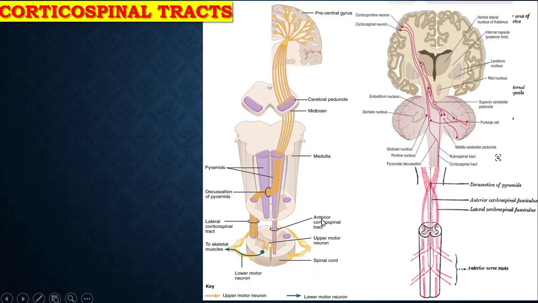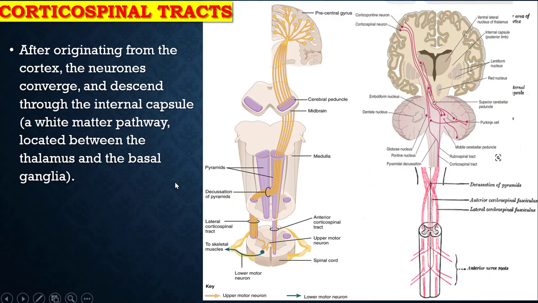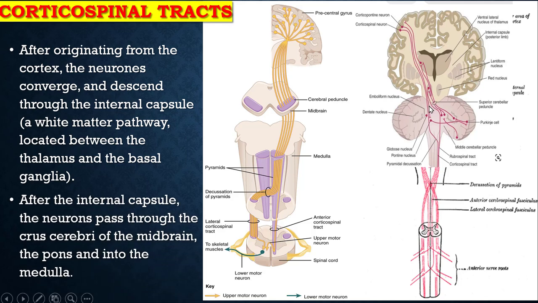Corticospinal tract. After originating from the cortex, the neurons converge and descend through the internal capsule, a white matter pathway located between the thalamus and the basal ganglia. You can see that these fibers originate from the cortex. They pass through the internal capsule. The internal capsule is located between the thalamus and the basal ganglia. After the internal capsule, the neurons pass through the crus cerebri of the midbrain, pons, and into the medulla. This is the crus cerebri.